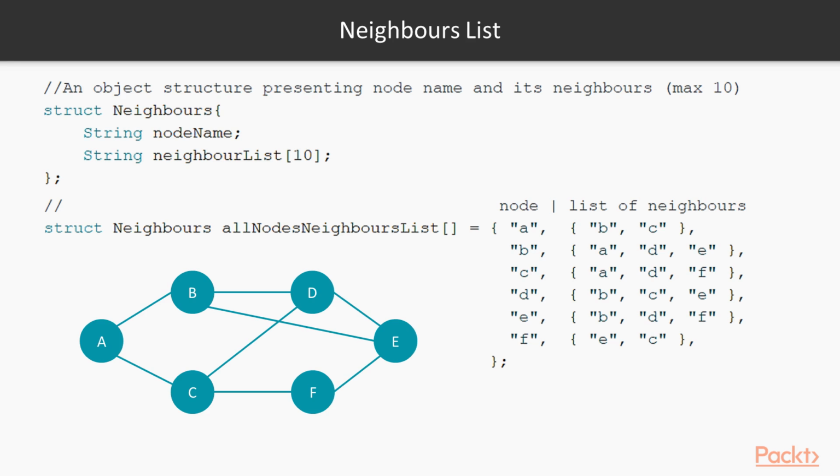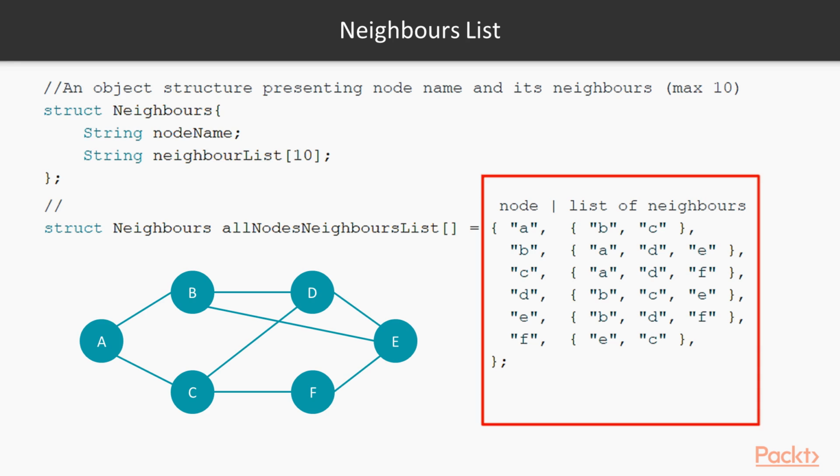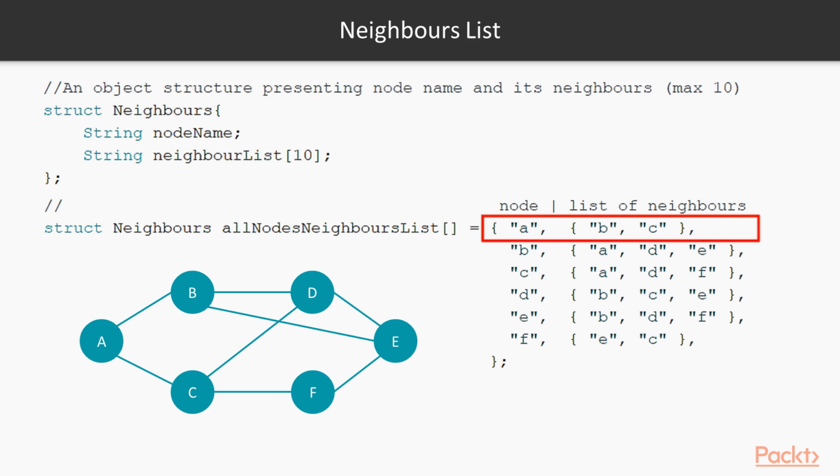Moving on, we will define a structure for neighbors in which we will have a node name with its corresponding neighbors list. Then we will create a list of this structure, all nodes neighbors list, which will be presented in this way for the given network structure. So A has neighbors B and C, B has neighbors A, D, and E, and so on.